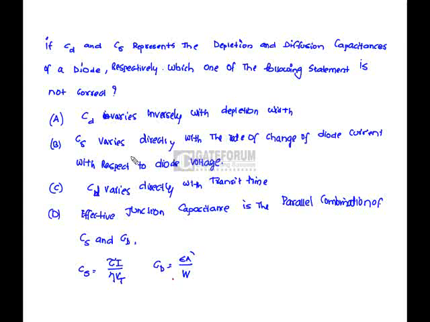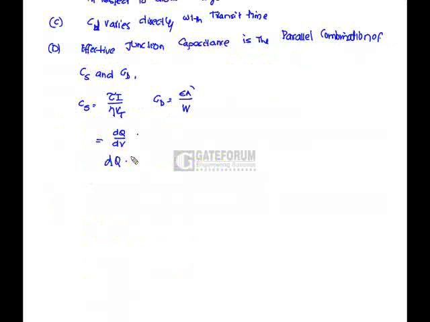Coming to statement B, CS varies directly with the rate of change of diode current with respect to diode voltage, because dq by dV, where dq is proportional to di. Hence CS varies directly with the rate of change of current with respect to diode voltage. Hence the second statement is also correct.